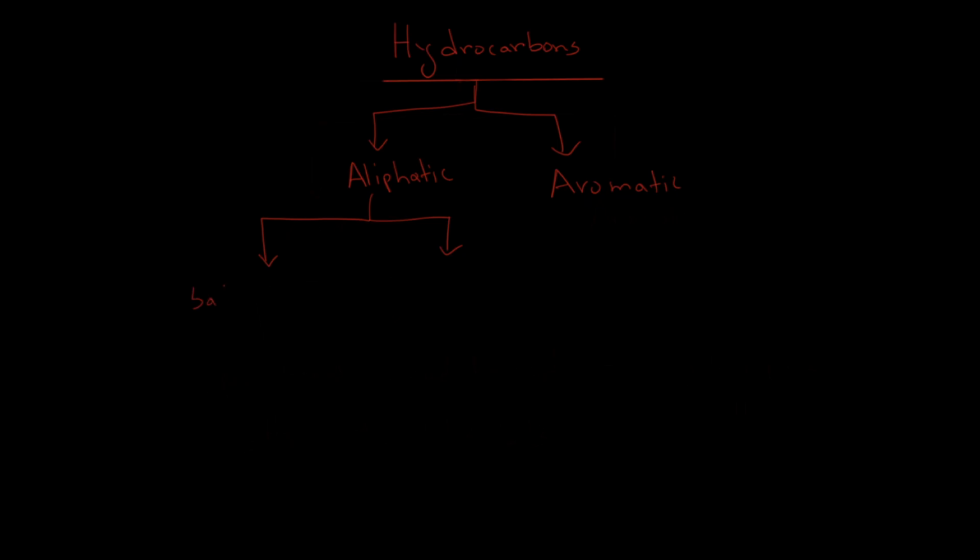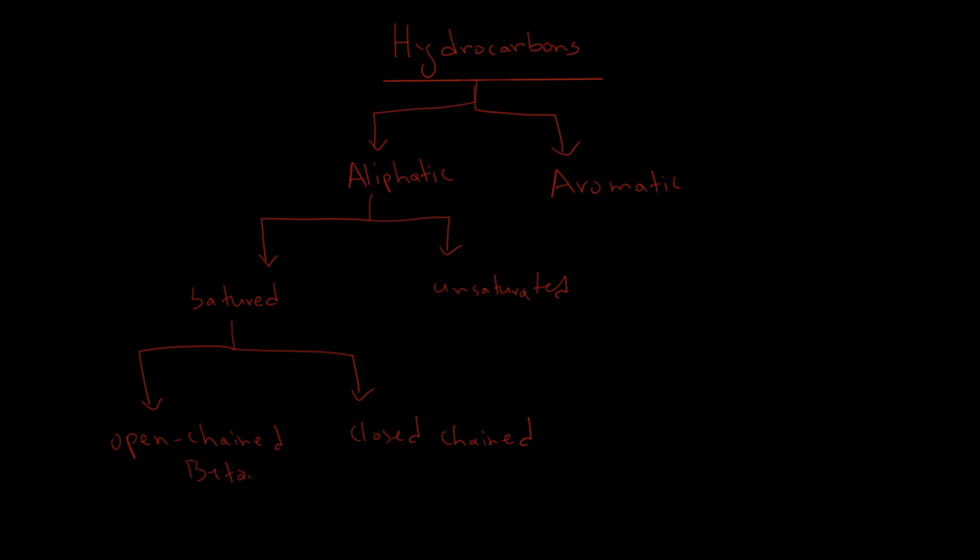Saturated hydrocarbons are of two types: open chain hydrocarbons and closed chain hydrocarbons. The hydrocarbons in which the terminal end carbons are in an open state are called open chain hydrocarbons. For example, butane. Butane is an open chain hydrocarbon because the terminal end carbons are in an open state.